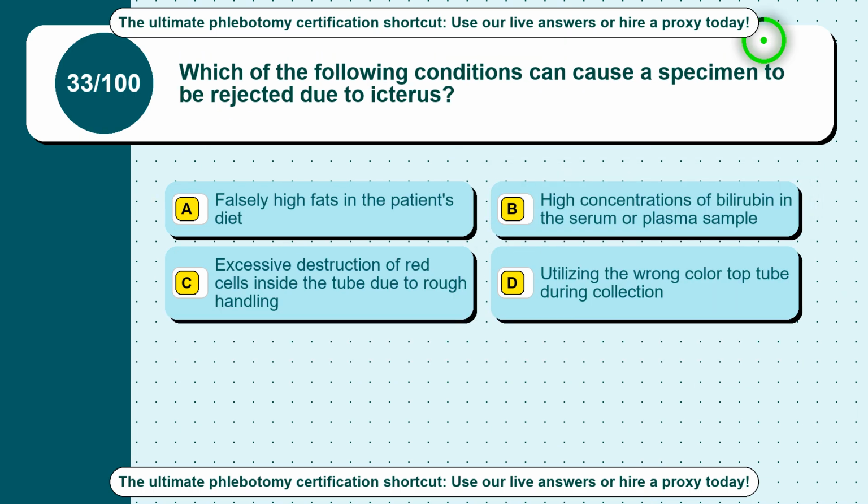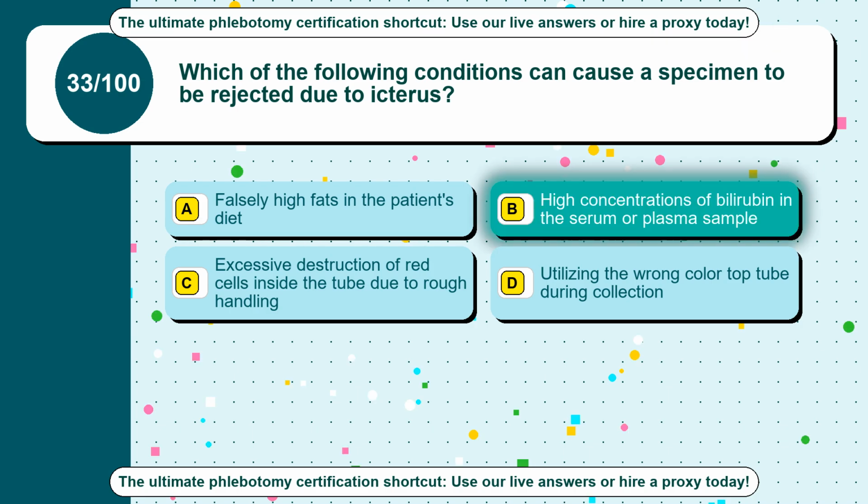Question 33. Which of the following conditions can cause a specimen to be rejected due to icterus? Option A, falsely high fats in the patient's diet. Option B, high concentrations of bilirubin in the serum or plasma sample. Option C, excessive destruction of red cells inside the tube due to rough handling. Option D, utilizing the wrong color top tube during collection. The correct answer is option B, high concentrations of bilirubin in the serum or plasma sample.